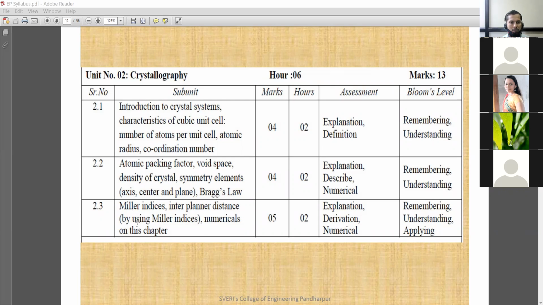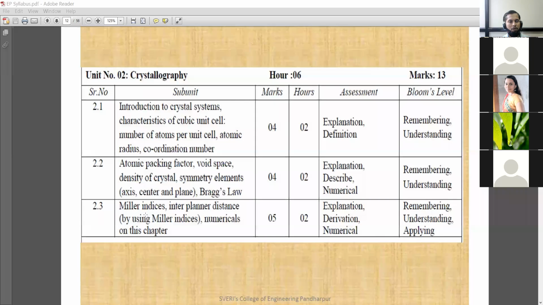In bracket, there are 3 types of symmetry elements: axis, comma, center, and plane. Bracket complete. Comma. Next point, Bragg's law, B-R-A-G-G-S. Bragg's law. Then you can continue, no problem.